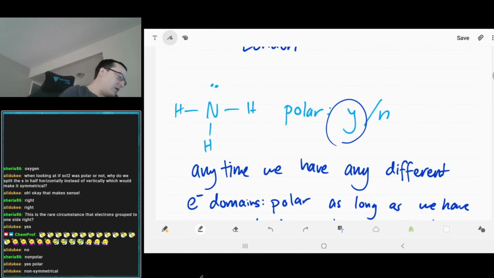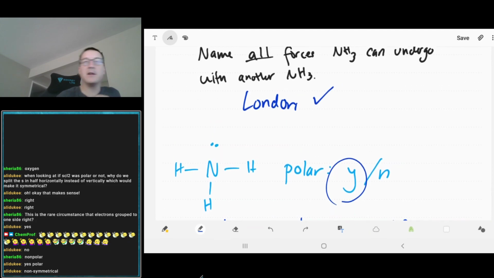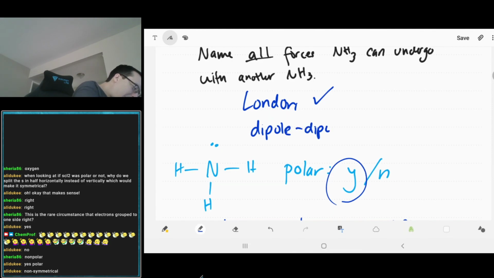But remember, anytime you have a trigonal pyramidal or bent shape, it always is polar. Always. Anytime you have a lone pair on your central atom, your molecule is polar. Cool. So review that stuff. Perhaps you've dumped it out of your brains after the exam, but you will definitely still need that. So because it's polar, it can do dipole-dipole interactions.